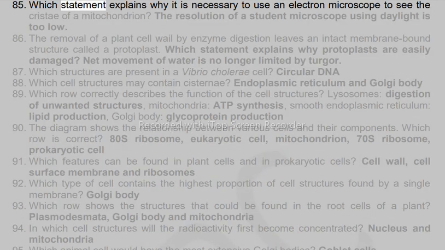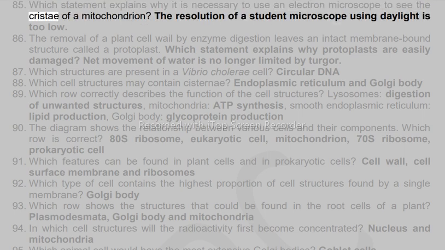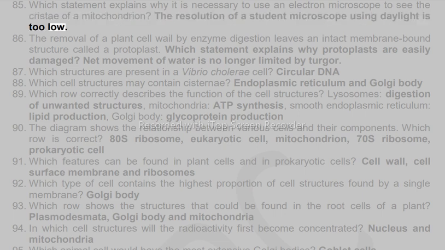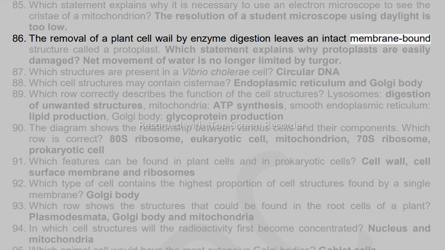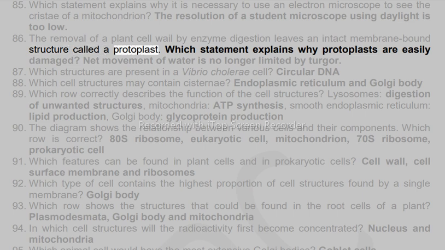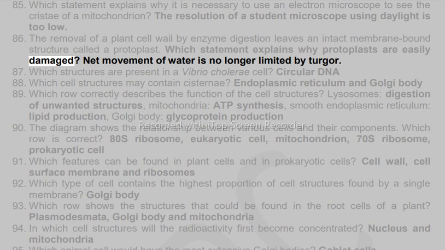85. Which statement explains why it is necessary to use an electron microscope to see the cristae of a mitochondrion? The resolution of a student microscope using daylight is too low. 86. The removal of a plant cell wall by enzyme digestion leaves an intact membrane-bound structure called a protoplast. Which statement explains why protoplasts are easily damaged? Net movement of water is no longer limited by turgor.